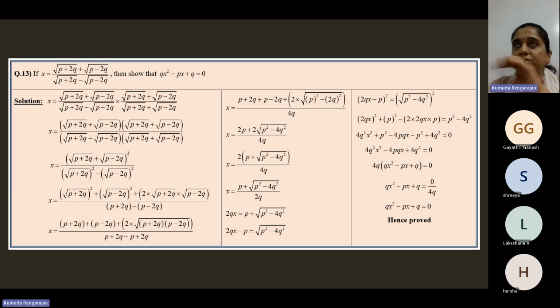So we have two more parts of this chapter: exponents, and representing irrational numbers on a number line. Representing rational numbers on a number line, we have seen in class 7 and class 8. So this year we'll see how to represent irrational numbers, the procedure to show the position of an irrational number on the number line. So we have these two parts: exponents, and representing irrational numbers on the number line.